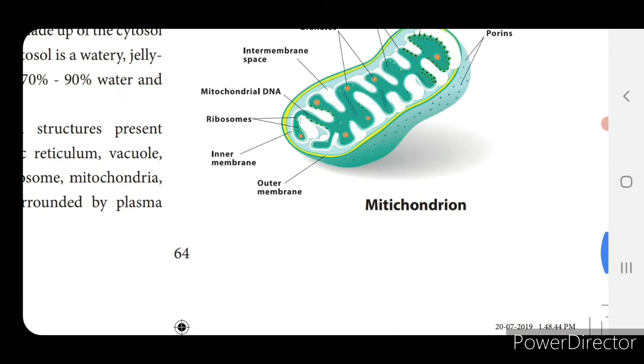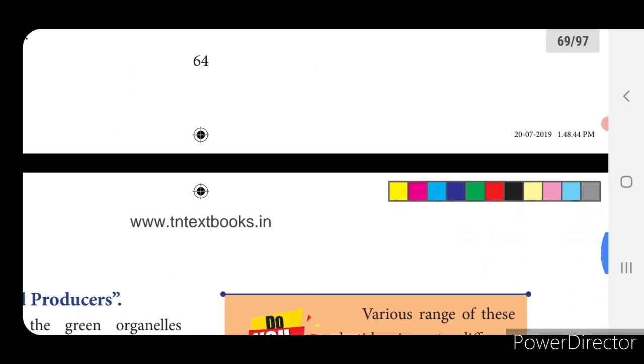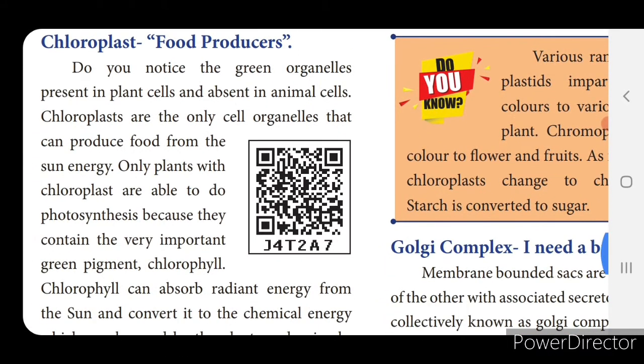You have to practice this diagram also. It is a very important diagram. Next we will see chloroplast. Chloroplast is a special organelle which is present only in the plant cell. So what is the function of chloroplast? Chloroplast has the capacity to produce food.